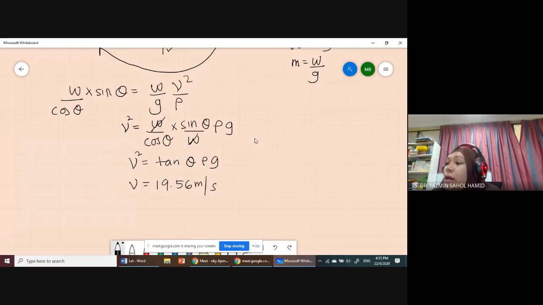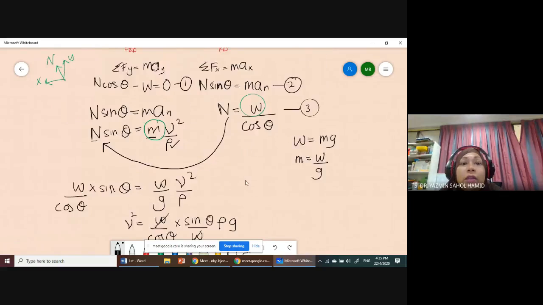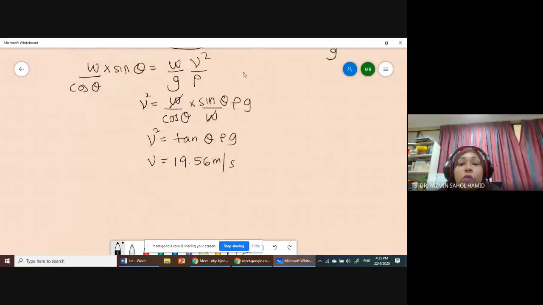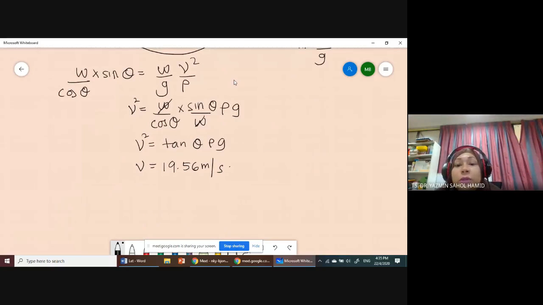Now, when the question asks you to find the rated speed, you need to convert it to kilometers per hour. Can you please convert it? What would you get? When you convert it to kilometers per hour, it will be 17.4 kilometers per hour.